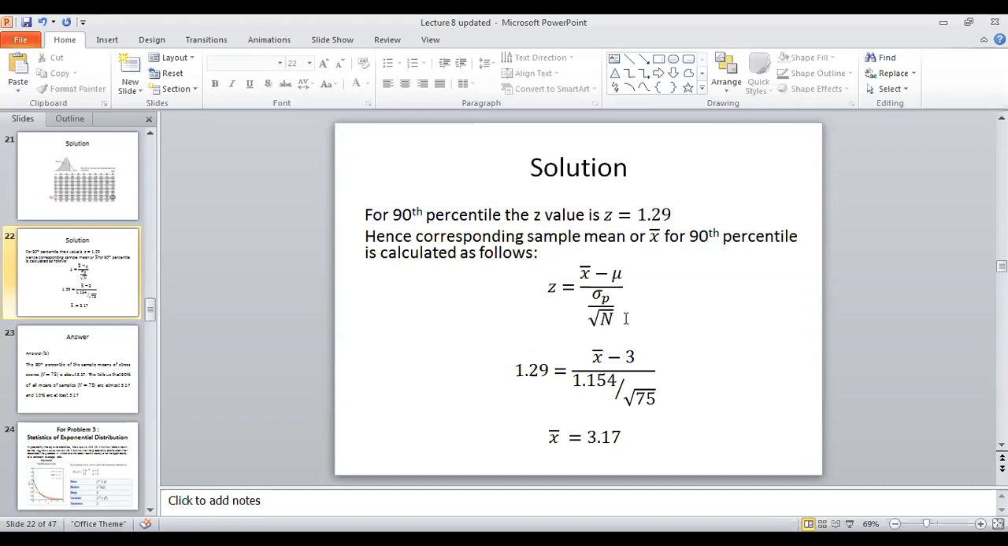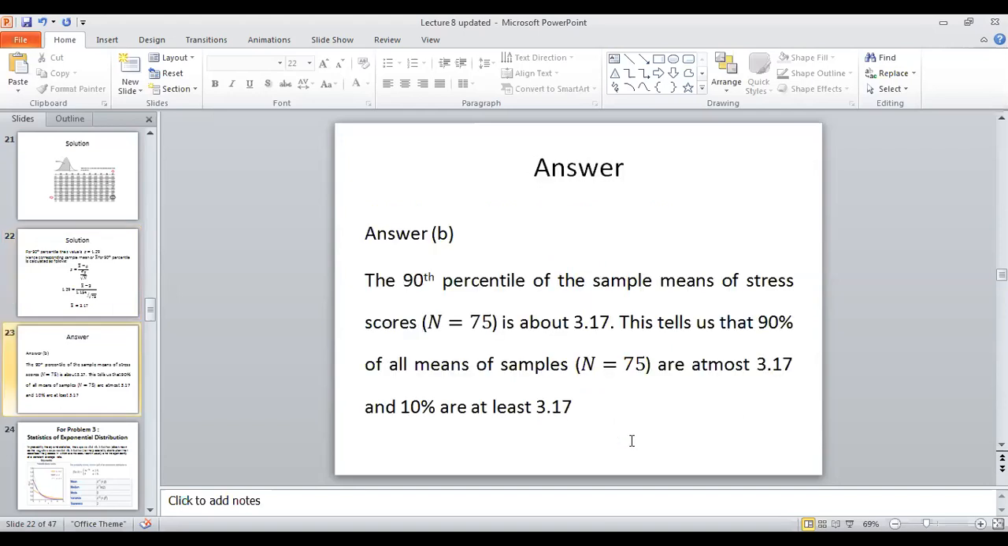But the population mean is 3 over here, and the population standard deviation which we just calculated is 1.154, and the sample size is 75. So rearranging the equation and doing the calculations, we get an x bar which is 3.17. So the answer could be put in this way. That's important, and to see how we are writing the answer. The 90th percentile of the sample mean of stress scores corresponding to a sample size 75 is about 3.17.